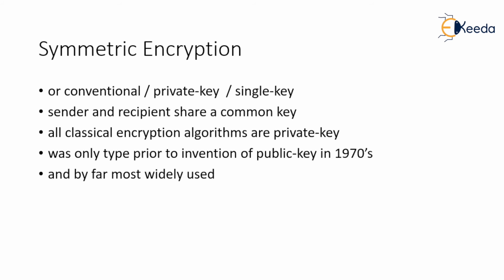It was the only type prior to the invention of the public key in the 1970s. Generally, in encryption methodologies and encryption algorithms, private keys and public keys are used. Nowadays, both of them are being used, because the public key is the key which is shared among the sender and the receiver, and the private key is the key which is kept with the individual itself, with either the sender or the receiver. Generally, encryption takes place with the help of the public key and decryption takes place with the help of the private key in today's scenario.